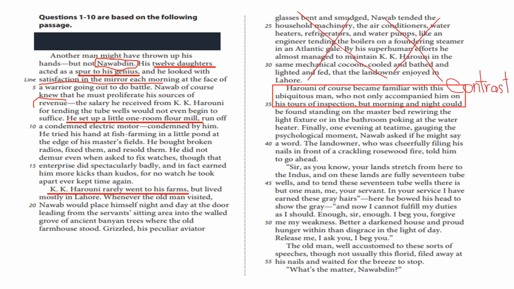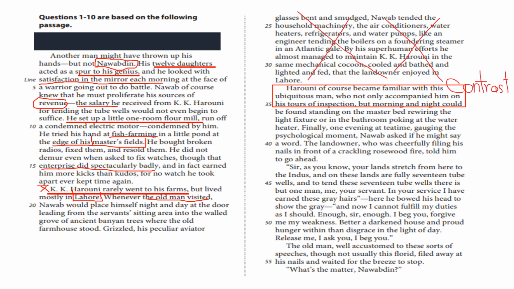We see this word revenue, we can circle it, we know that it's a salary. And what we're doing right now is just underlining keywords. Okay, and like fish farming, you don't even know what this is. You can kind of get the idea without knowing. This is very important. Master's fields, it kind of shows a class level in case they act this way. And Enterprise did particularly badly. Now there's a contrasting character here. Haroni went to but lived mostly in Lahore, so we know we're talking about Pakistan.